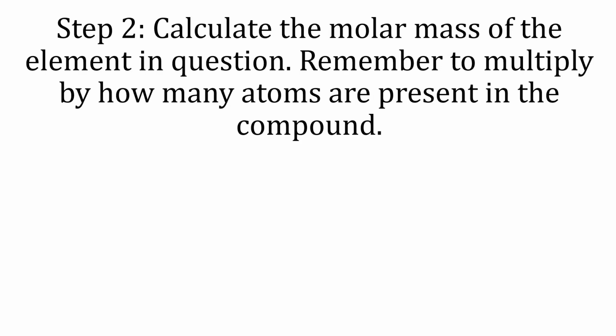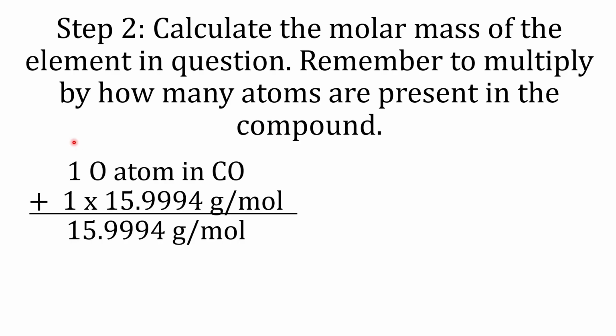In step 2, we're going to calculate the molar mass of the element in question. Now for us, this is going to be oxygen. We're looking for the percent oxygen in each of these compounds. Now we do need to remember to multiply by how many of these atoms are present in the compound. So let me show you that mathematically. Starting with our carbon monoxide, we have 1 oxygen atom in carbon monoxide, so we just have a multiplier of 1 here, and then the molar mass of oxygen. So our total molar mass of oxygen is just 15.9994 grams per mole.